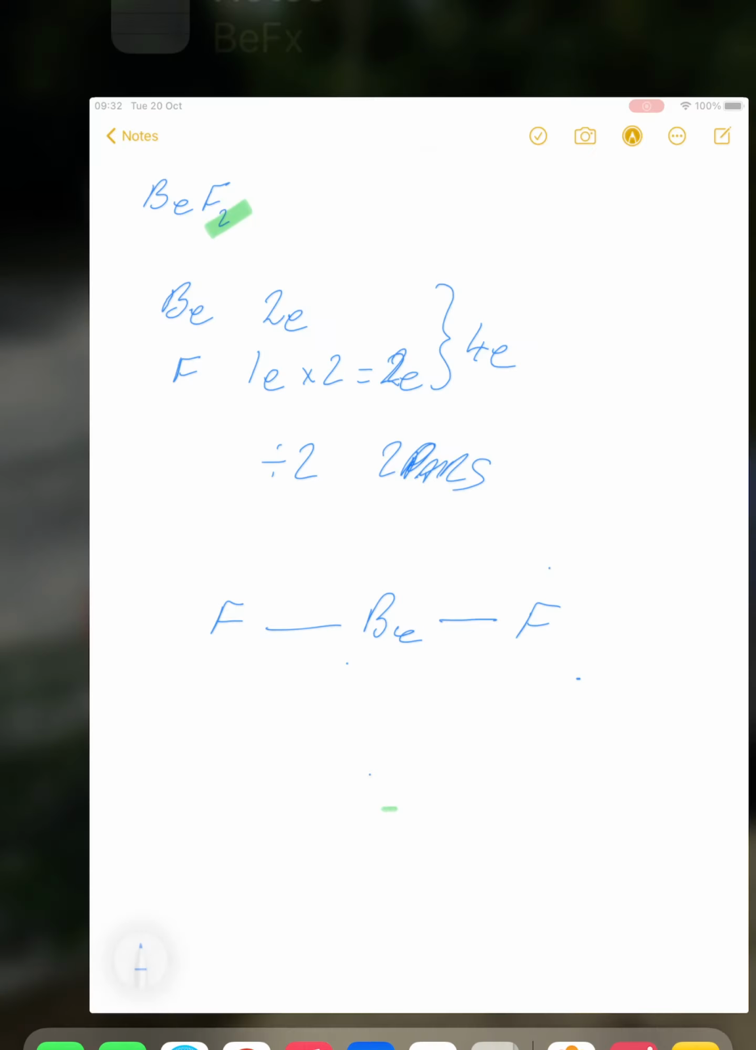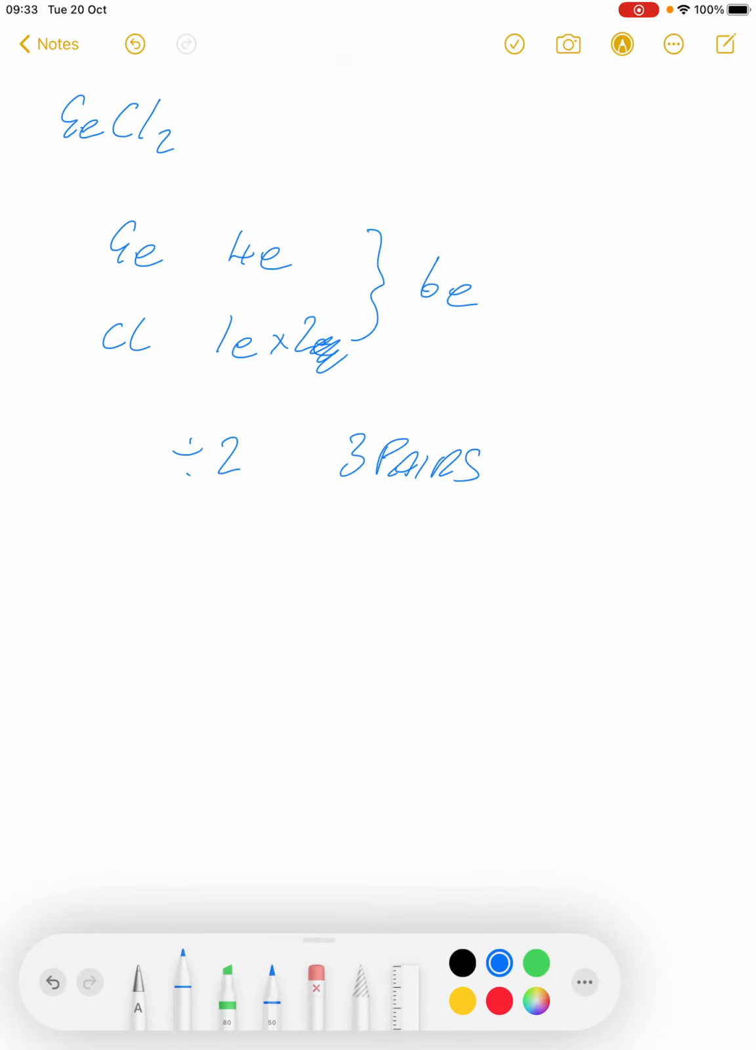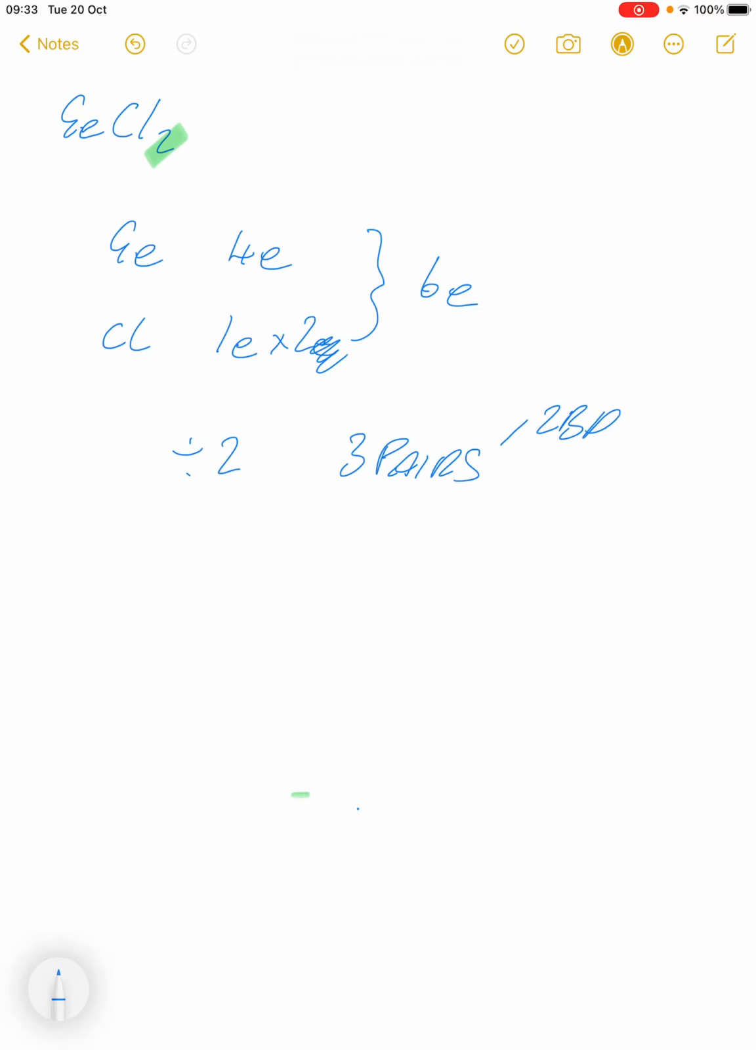Okay, next one, GeCl2. So GeCl2, so germanium is in group 4, which means it has 4 electrons in its outer shell. Chlorine can form 1 covalent bond here, and there are 2 of them. Put that together, times 2, so that's going to be 6 electrons. Divided by 2, that's going to be 3 pairs. Check the formula. And you can see that 2 of those pairs are going to be bonding pairs. So I've got 2 bonding pairs and 1 lone pair. So the total of 3 here means it's going to be trigonal planar, which is going to look like that.